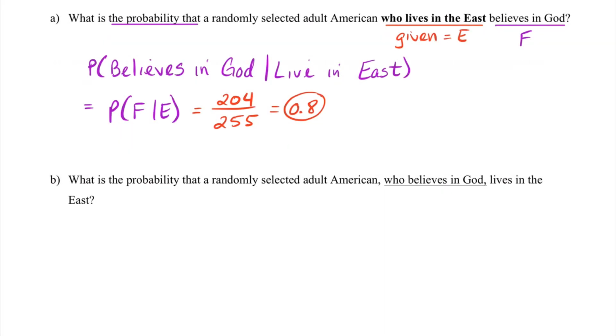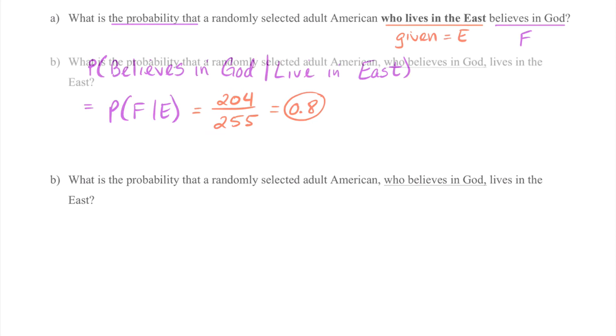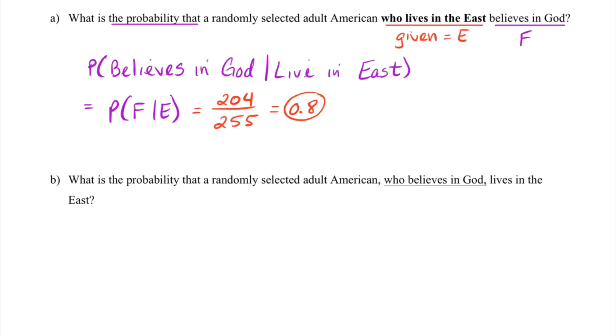Or ask what is the probability that a randomly selected adult American who now believes in God lives in the East. Make sure you're careful here. We chose this on purpose. Comparing this to Part A, the given information in Part A was that people lived in the East. Now they're telling us that we know people believe in God. That means those who believe in God would be the given aspect of our probability, and the question of living in the East becomes our event F, the probability that we're looking for, given that we already know E, they believe in God.